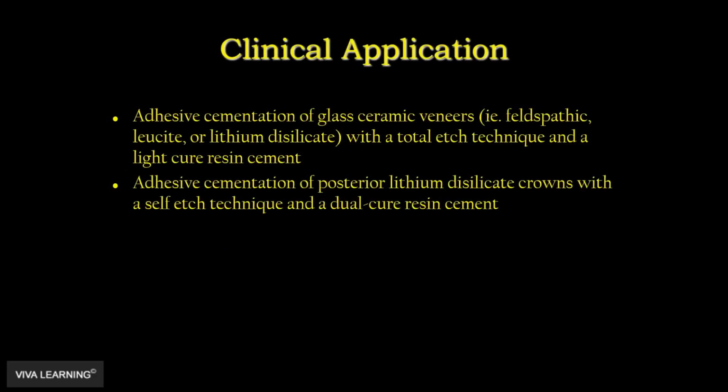So let's wrap this up. I'm going to move along here because I've got just about 5 minutes left. So we're going to look at three different techniques. Okay, we're going to bond glass ceramics with a total etch technique and a light cure resin cement. Then we're going to look at a posterior using a glass ceramic with a self-etch technique and a dual cure resin.